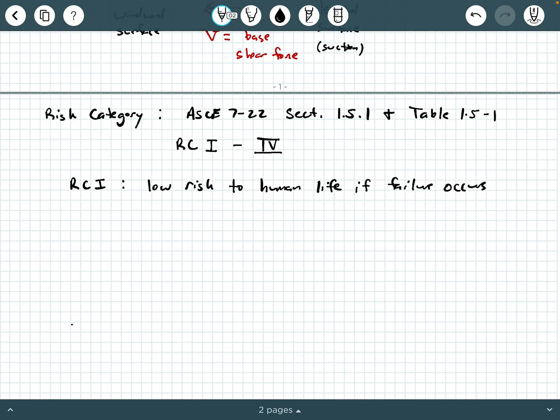I'm going to skip all the way down here. I'm going to leave a big space here. I'm going to jump to RC4. Risk category 4 is the opposite end of that spectrum.